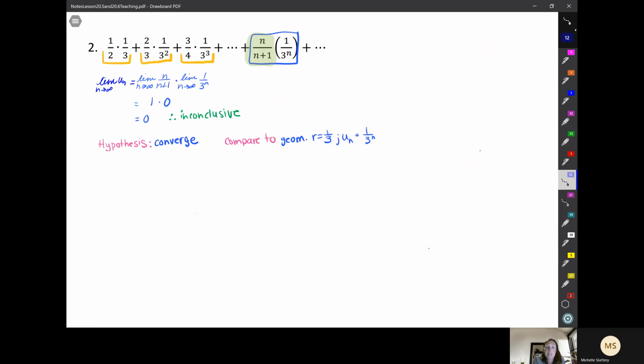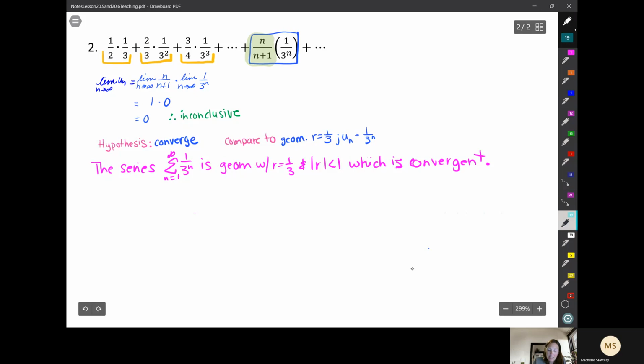I'm going to compare it to the geometric series with r equal to 1/3, so u sub n is equal to 1/3 to the n. Let's state what that means. I need to give all my information about the geometric series first. That series, summation n equals 1 to infinity of 1/3 to the n, is geometric with r equals 1/3, an absolute value of r less than 1, which is convergent. I always must state my comparison series and whether it converges or diverges.